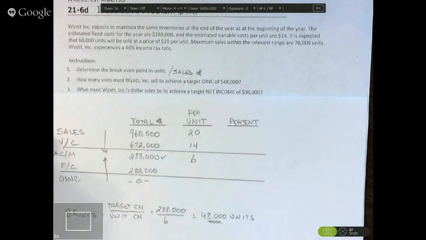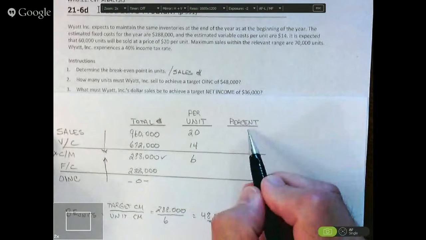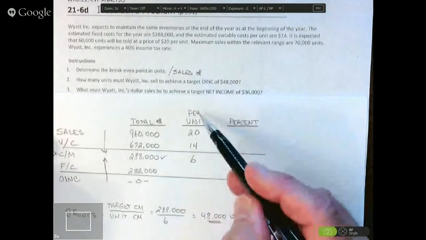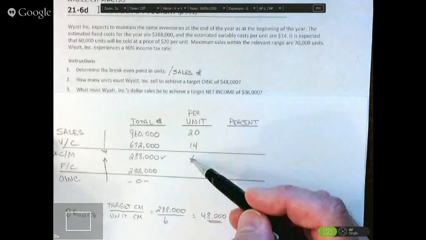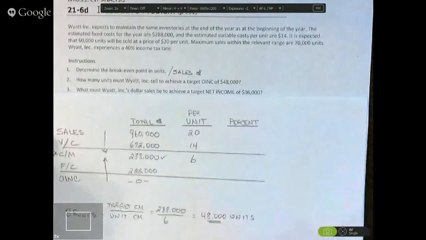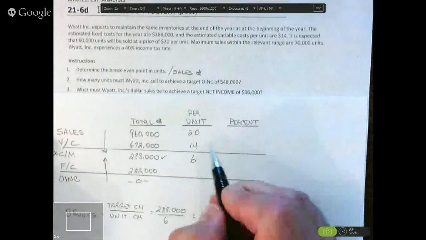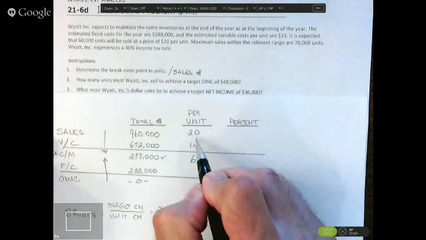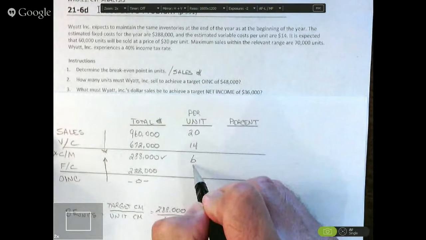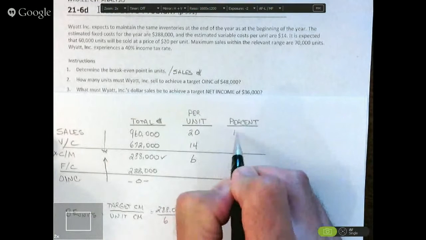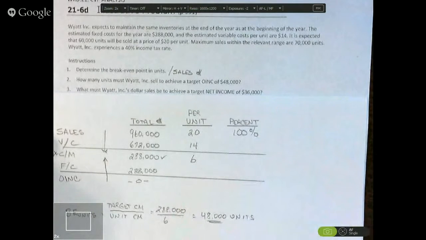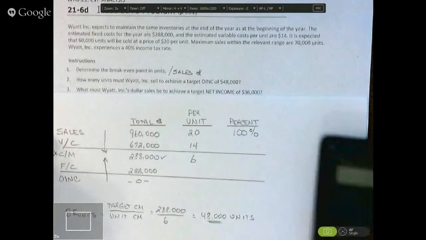But let me add one more little trick to that. You can use this third column, the percent column, to figure total dollar sales without the necessity of calculating the number of units first. Let's just do that to illustrate the concept. The point of the percent is to show all the dollar amounts and per unit amounts as a percent of sales. So each of these values will be a vertical analysis where sales represents 100%.